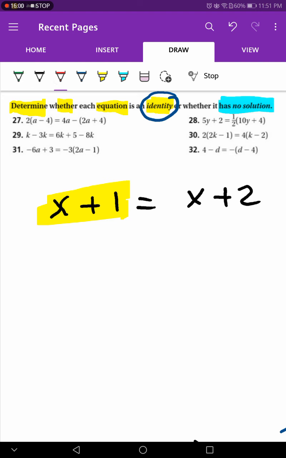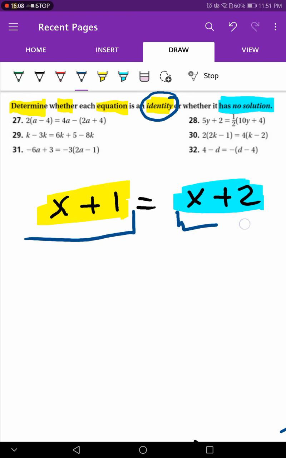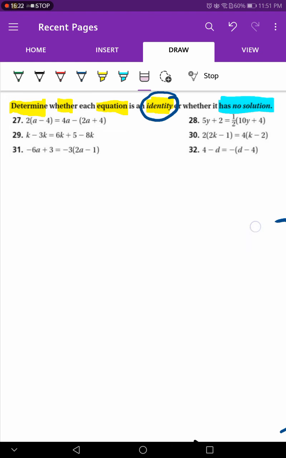Whatever the value of x, you cannot find any value of x that makes the left side equal the right side. If you don't believe me, try. You cannot find it. But here I will explain how to solve the equation and determine if it is an identity or has no solution. It is an identity means it has infinity solutions, or it has no solution, there is no solution.